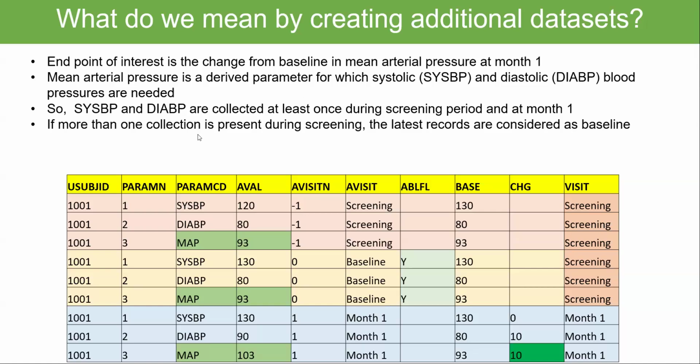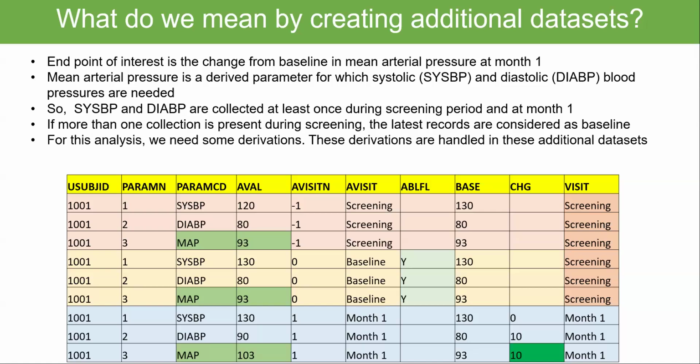Again, for analysis purposes, we have seen that at least once the collection would be made during the screening period. And if there is more than one collection, we are being asked to use the latest record for baseline. So we are collecting data once or more than once during the screening period. If there is more than one collection, we are being asked to use the latest value for our comparison at month 1. So for this analysis, what is it that we need? We need some derivations, which means if we have more than one collection, we need to identify which of those have to be used for comparison. So we have to identify those records.